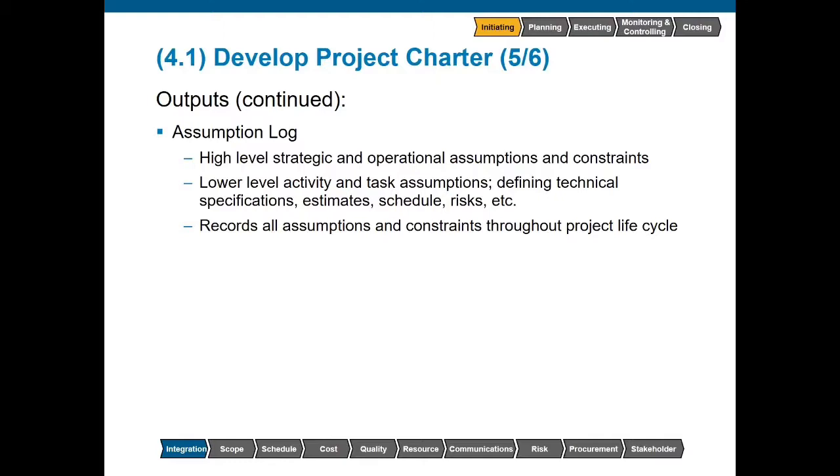For example, we may assume that we'll have adequate funding over the next 3 fiscal years. Lower level activity and task assumptions: we may want to look at technical specifications and whether or not things could actually be done. There may be a level of ambiguity risk. Any assumptions and constraints that we see, we do want to go ahead and capture within the relevant log.